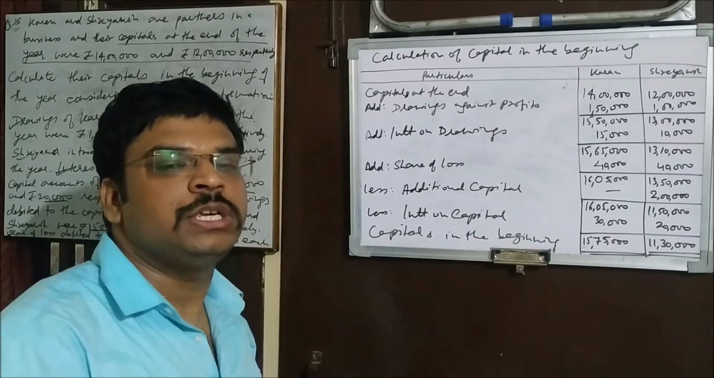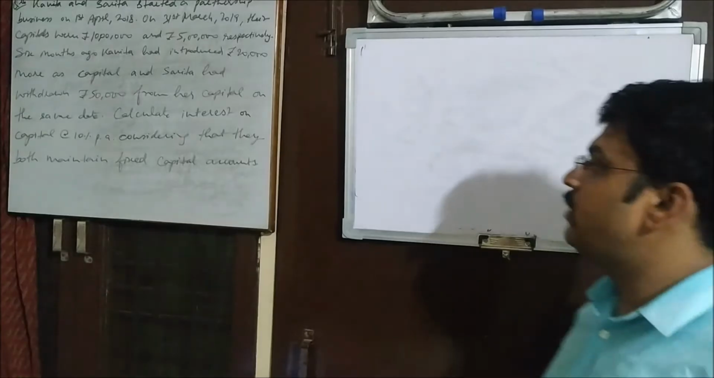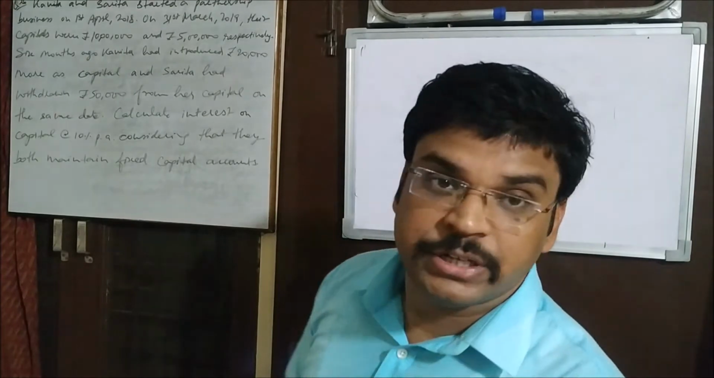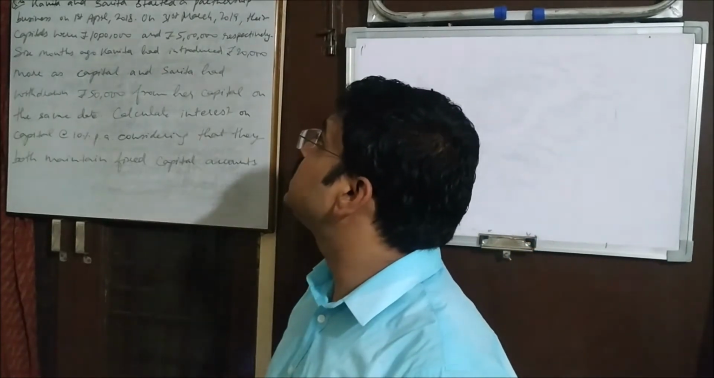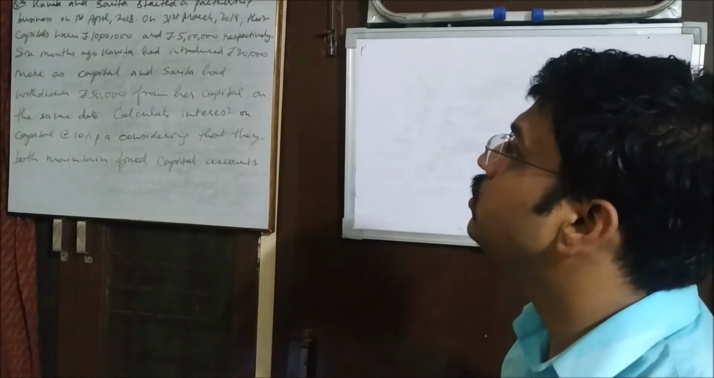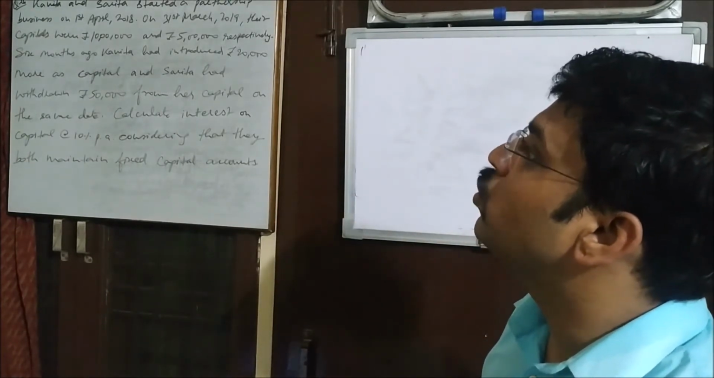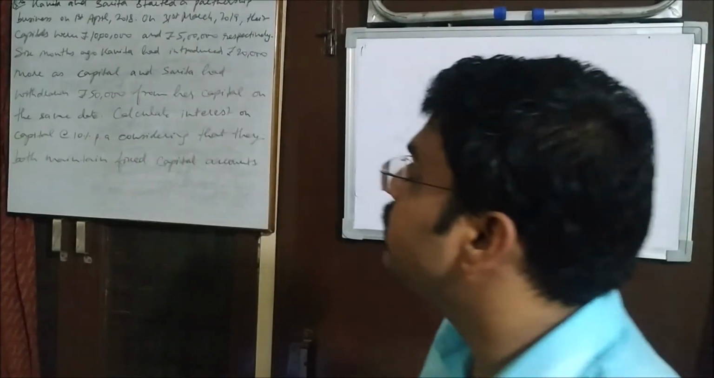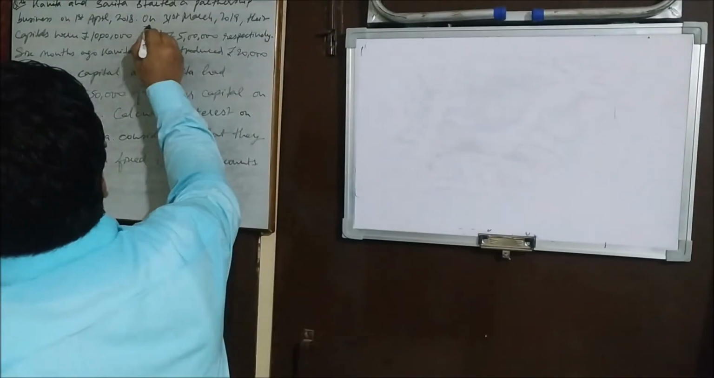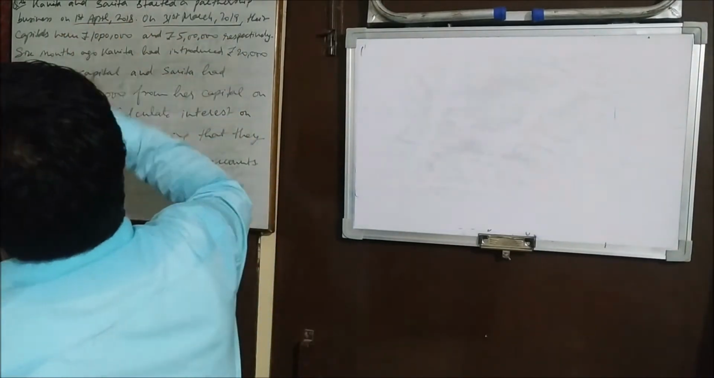The question you can see on your screen. So I have written the question here. Let's read the question. Kavita and Sarita started a partnership business on 1st April 2018. On 31st March 2019, their capitals were rupees 10 lakh and rupees 5 lakh respectively. Pay attention here. What is the date written? On 31st March 2019, and they started the business on 1st April 2018.